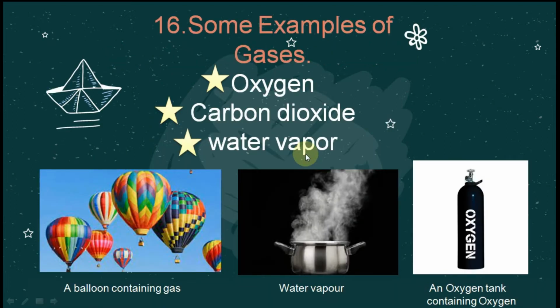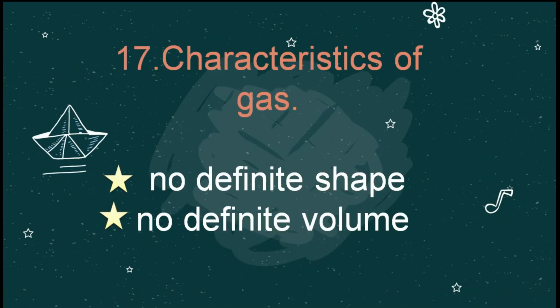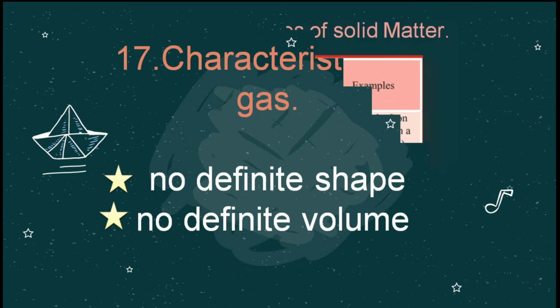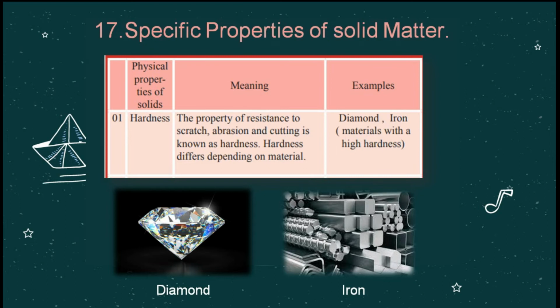16. Some examples of gases: oxygen, carbon dioxide, water vapor. As you can see below in the picture, a balloon containing gas, water vapor, an oxygen tank containing oxygen. 17. Characteristics of gas: not a definite shape, no definite volume. Next. 17. Specific properties of solid matter.